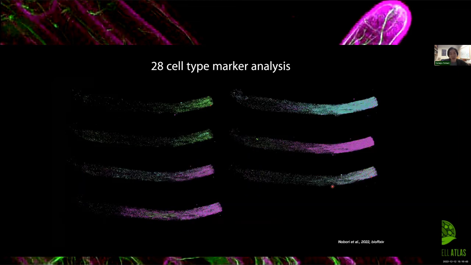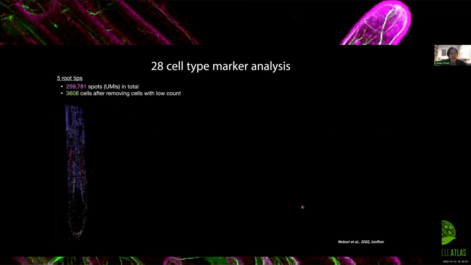Okay, so as a proof of concept of the whole pipeline, I targeted 28 predicted or known cell type marker genes in the root tip. So it's going to be 7 rounds of imaging. I profiled 5 root tips, which gave me over 250,000 spots, or UMIs, if you are familiar with single cell omics. So these are unique molecules. And then I got over 3,600 cells after removing the cells with low counts.